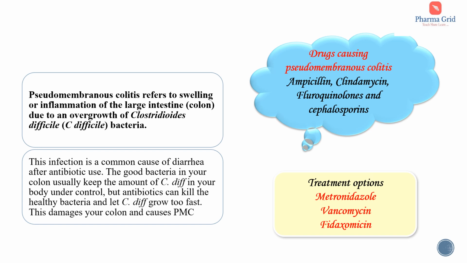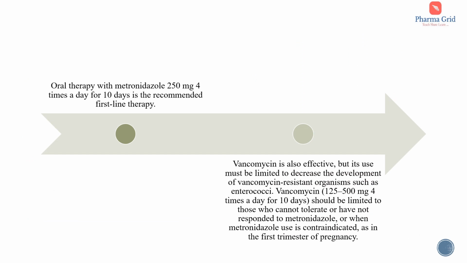The treatment options for pseudomembranous colitis are metronidazole, which is the first line treatment option, then vancomycin and fidaxomicin. Now the treatment regimen for pseudomembranous colitis. Oral therapy with metronidazole 250 mg 4 times a day for 10 days is a recommended first line therapy. Vancomycin is also effective, but its use must be limited to decrease the development of vancomycin resistant organisms such as enterococci. Vancomycin 125 to 500 mg 4 times a day for 10 days should be limited to those who cannot tolerate or have not responded to metronidazole, or when metronidazole use is contraindicated, as in the first trimester of pregnancy.